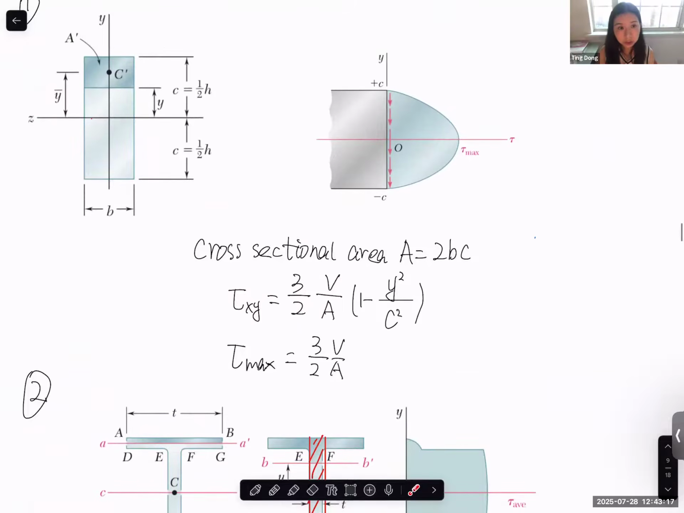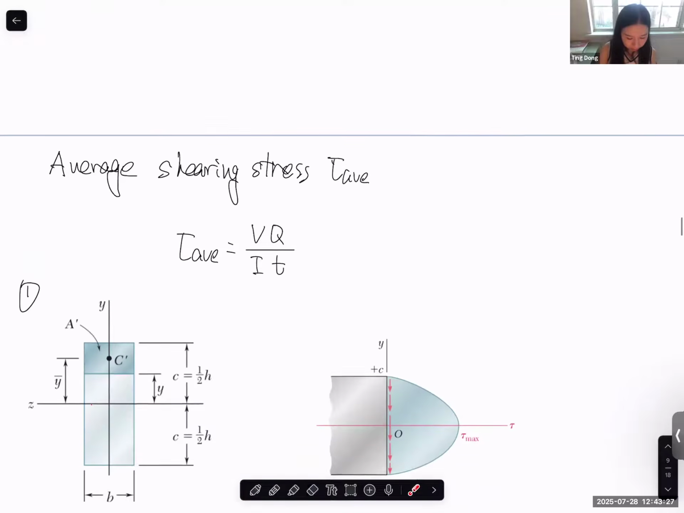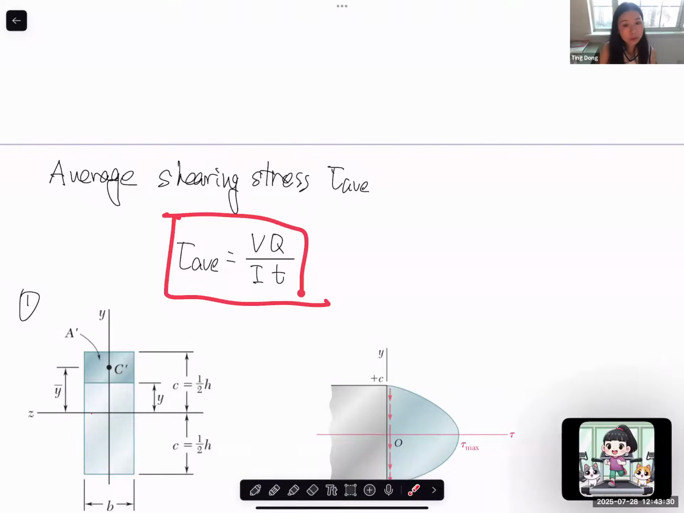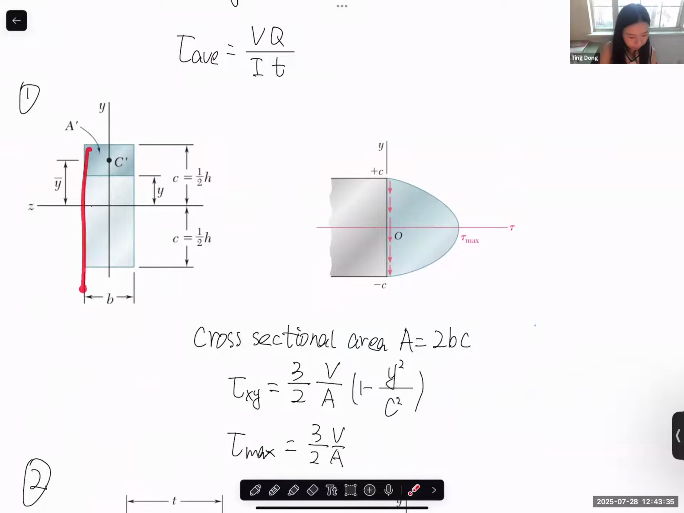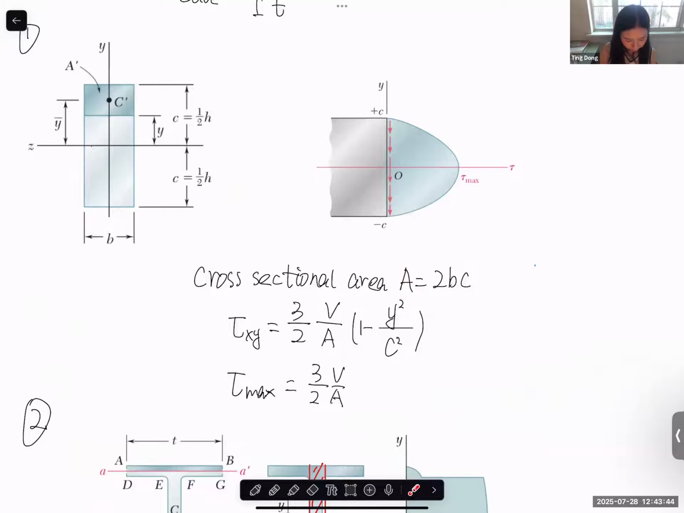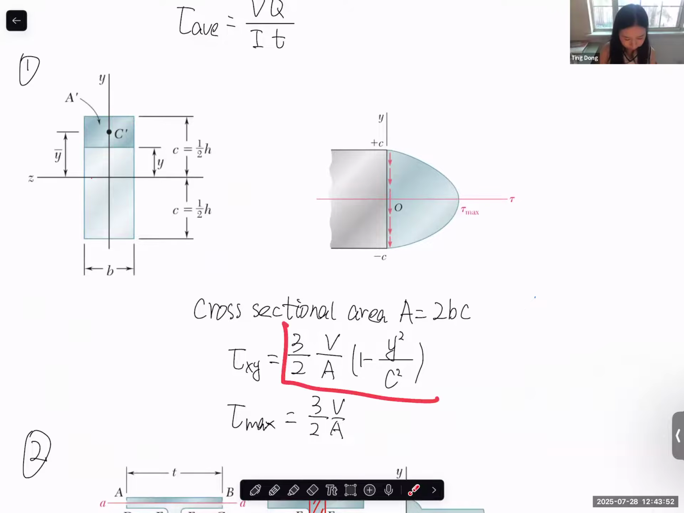Do you guys remember this one? You can check lecture notes for the details of this part. It's very important. Let me repeat again. Our basic equation is always this one, VQ over IT, and we derive this one. Let's say we have a B and H. If we have B and H, now this is the area, and we have the I. Check the derivation part, and we plug everything in, and we get this equation.